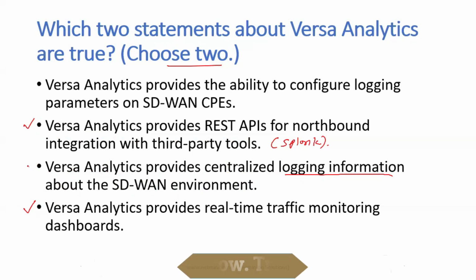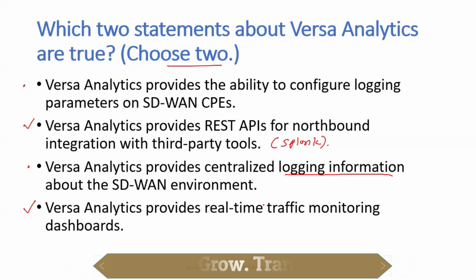Versa Analytics provides centralized logging information, that seems to be true, no? Let's go to the first one first: the ability to configure logging parameters on the SD-WAN CP. That logging parameter we can even configure, but by default it will be true. We need not do anything, it will go for it. So I will remove that. The REST API one is true because they are talking about third party. Sir, northbound means management, right? Northbound would not be management, southbound would be, sir. So the second one is not true. No, the second one is true.